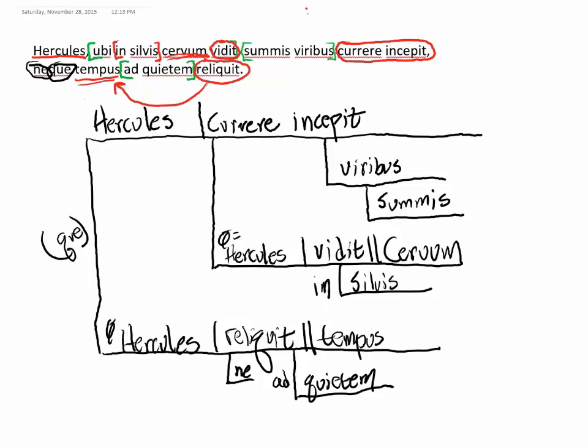And then all we have to do is take what we understand about the Latin grammar and put it together in a way that makes sense in English. So reading our kernels here, we've got Hercules, ubi, I should put that there, when he saw the deer in the forest, began to run with great strength. And Hercules did not, nay, leave time, tempus, for rest, ad quietem. So there we've got our whole sentence put together.